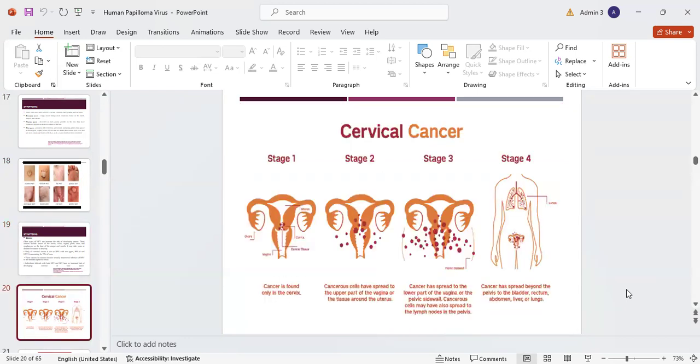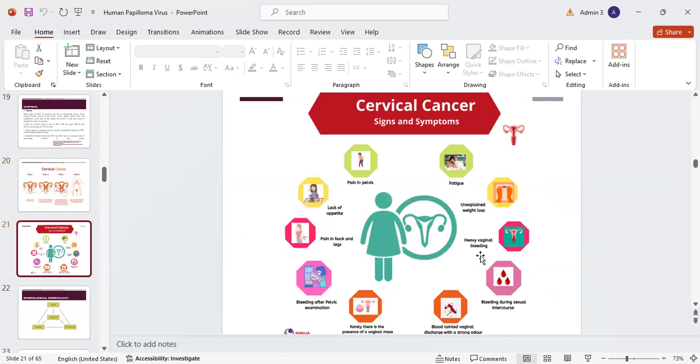This picture shows different stages of cervical cancer. In stage 1, cancer is found only in the cervix. In stage 2, cancerous cells have spread to the upper part of the vagina or the tissue around the uterus. And in stage 3, cancer has spread to the lower part of the vagina or the pelvic side wall. Cancerous cells may also have spread to the lymph nodes in the pelvis. And in stage 4, cancer has spread beyond the pelvis to the bladder, rectum, abdomen, liver, and the lungs.